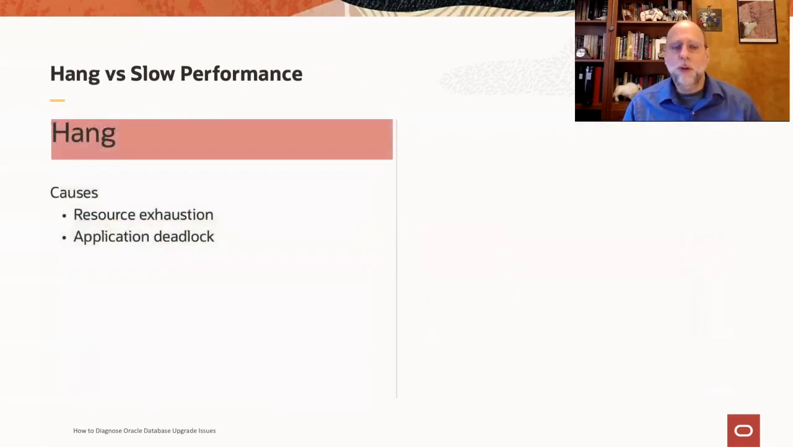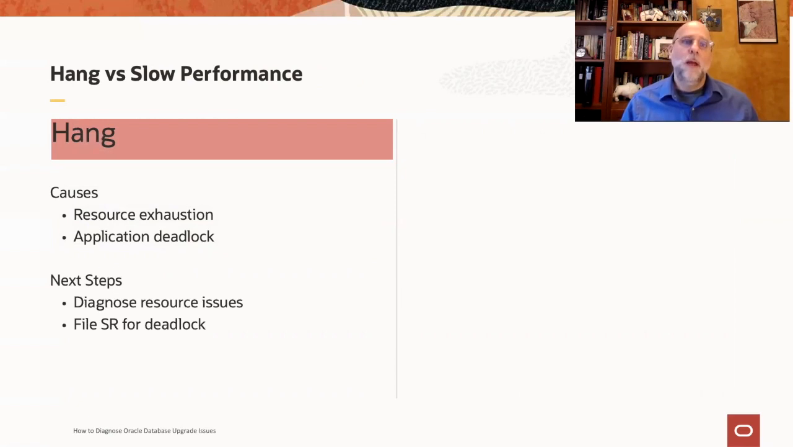So first, what do we do about a hang? Well, on a hang, it's generally due to one of two situations. Either you've got resource exhaustion, you're out of memory, you're out of disk space, something like that, or you've got an application deadlock. If you've got a resource issue, that is actually the easiest thing to diagnose. If you've got a deadlock, that should never happen in the upgrade because we have exclusive access to the database. So if you've got a deadlock, then open an SR immediately.